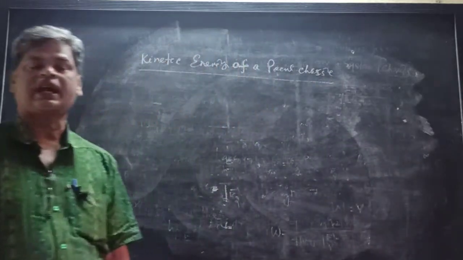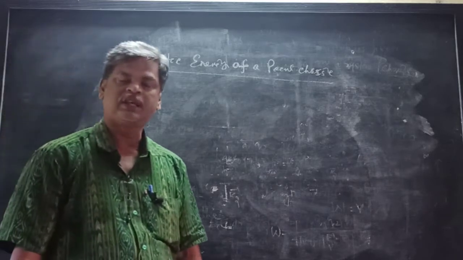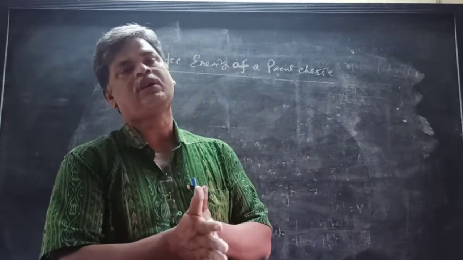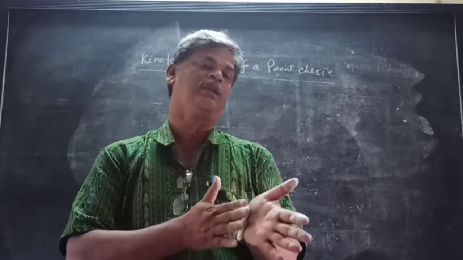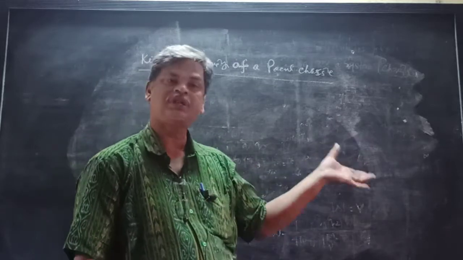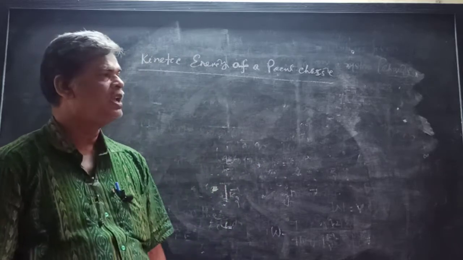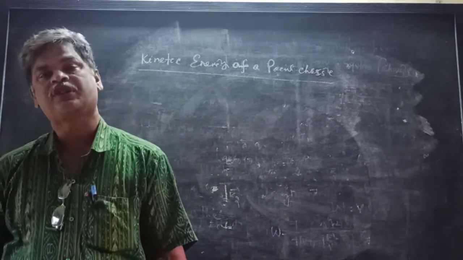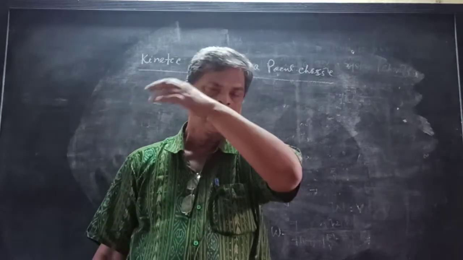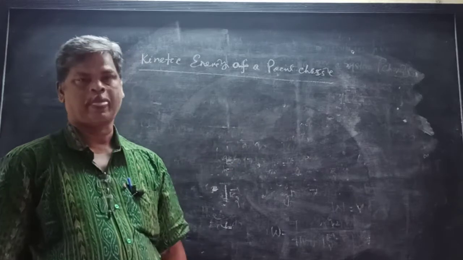What is the kinetic energy of a point charge? What do you mean by kinetic energy? If a charge is in motion, it possesses kinetic energy. If the charge is at a position, then it has potential energy. Because we know energy is of two types: potential energy, which is due to the position or configuration of the system, and kinetic energy, which is due to the motion of the charge, the motion of the body.